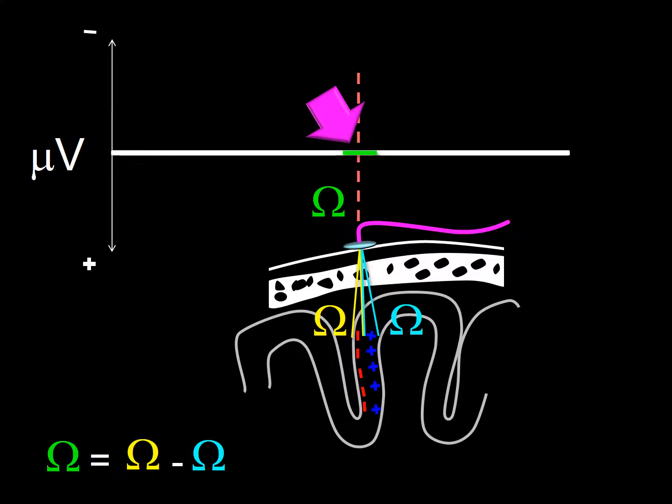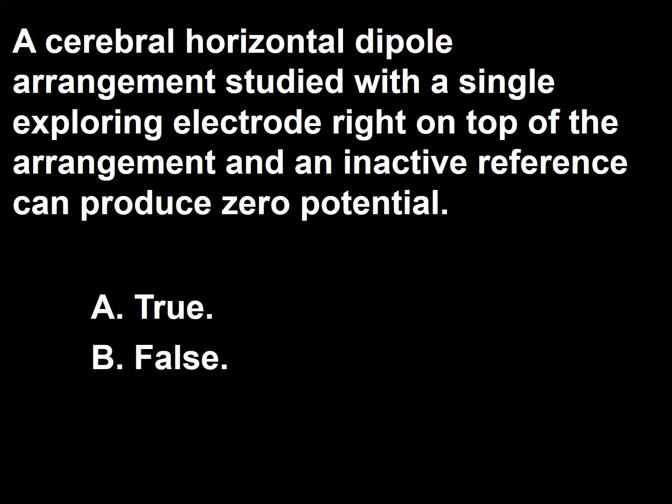This is shown in the lower part of the screen by the equation showing the green omega, which is equal to the subtraction of the yellow omega and the aqua omega. So the answer to this question is true.